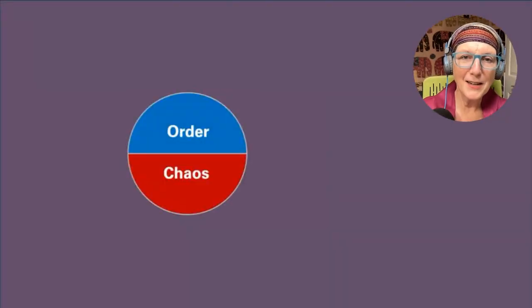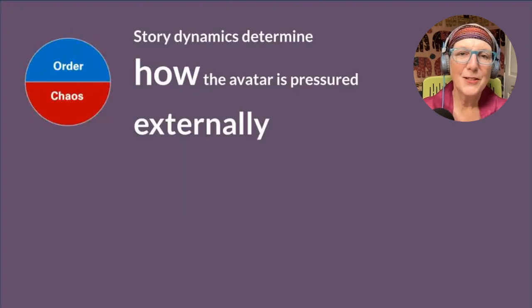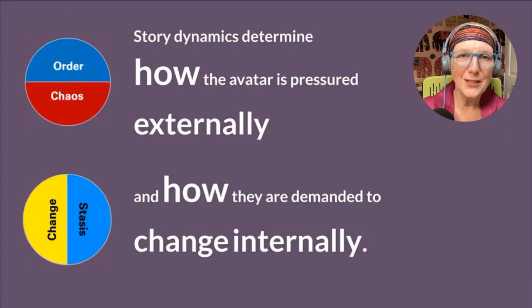As always, we start with the foundation, the external dimension of order and chaos, and the chaos that puts pressure on the internal dimension of stasis and change to pressure for change. Story dynamics determine how the avatar is pressured externally and how they are demanded to change internally. Last week, we looked at how they are demanded to change internally. This week, it's how they are pressured to change externally. Let's get into those 4 external story dynamics.